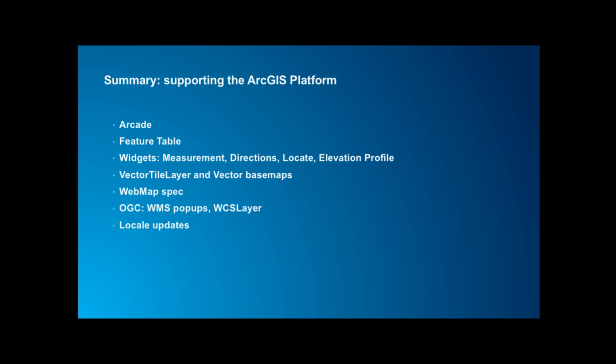So just to wrap up, I know that was kind of a whirlwind of stuff. New features: Arcade labeling and rendering in 3x, a bunch of feature table enhancements went in to support the map viewer as well as the API, measurement updates, directions, widget, locate, elevation profile, vector tile layer updates, implementation, and the vector base maps for the right to left languages, web map spec, OGC, and then also a bunch of locales that we added. And with that, I'm going to turn it over to Yann.